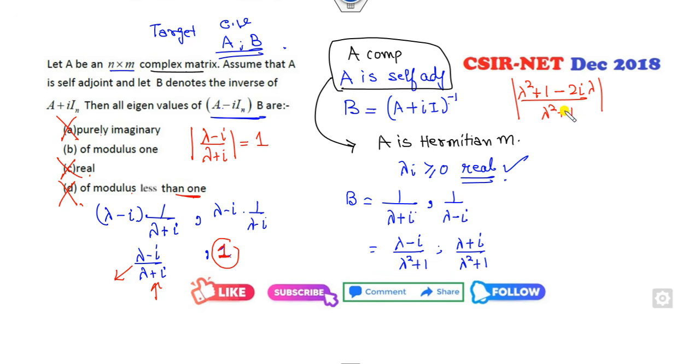But how can you say it's modulus 1? Only one option is left, but how can you say that this value is 1? Because I have discarded the 3 options, this value must be the 1. Fine.